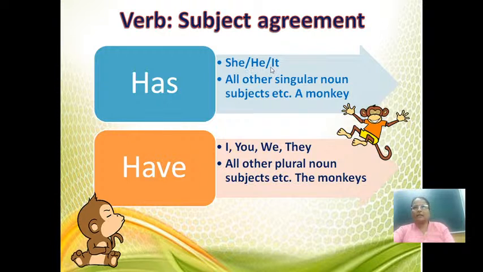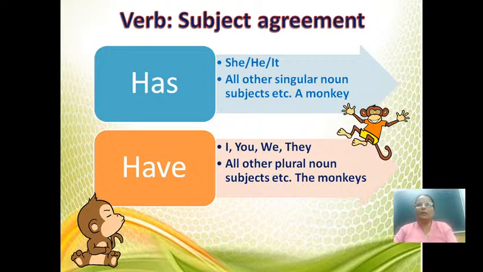She, he, it, and all other singular noun subjects are used with has. For example, a monkey. Monkey is our favorite, right? So now you see why has and have is used in a sentence. Has and have is used to speak or show possession of something.